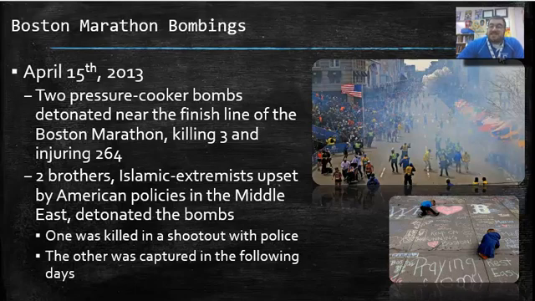So these were not ISIS, these were not Al-Qaeda, these were rogue two brothers who were raised in America. They were Islamic extremists, upset about the American policies in the Middle East, and they detonate the bombs. They were actually from Chechnya, I believe, not Czechoslovakia. That was a big mistake at the time, but Chechnya. And so that was about the important stuff that happened in Obama's second term.